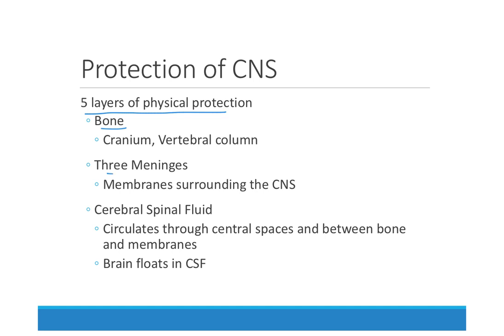Then there are 3 meninges, which are membranes that surround the central nervous system, both the brain and the spinal cord. And then, of course, the cerebrospinal fluid, which circulates throughout the central space and between the bones and membranes, so that your brain floats in the cerebrospinal fluid, and that provides, as I said, some protection and shock absorption.